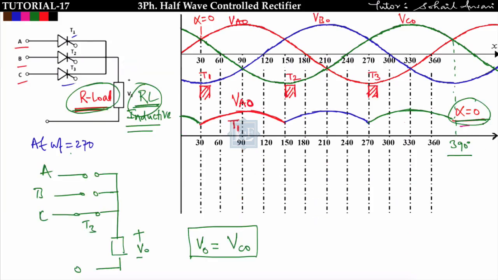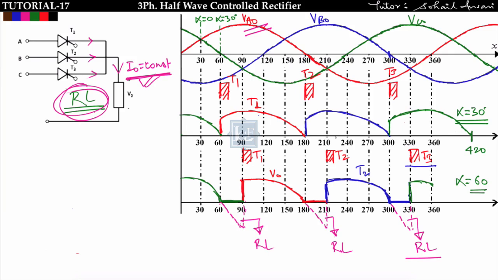See, for alpha equal to 0, for R type of load or RL type of load, output voltage is following the supply voltage, no problem. For alpha equal to 30 degree, also for R type of load and RL type of load, output voltage will follow the supply voltage, and each thyristor will conduct for 120 degree.